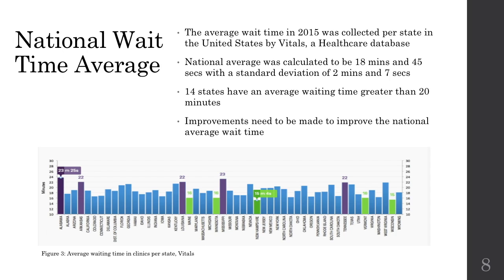FIDOS, an online healthcare database, collected the average waiting time per state across the U.S. for 2015. The national average was around 19 minutes with a standard deviation close to 2 minutes. As shown in the figure below, there are 14 states with an average waiting time of more than 20 minutes, which is unacceptable for patients. This proves that there is still need for improvements in clinics around the country.